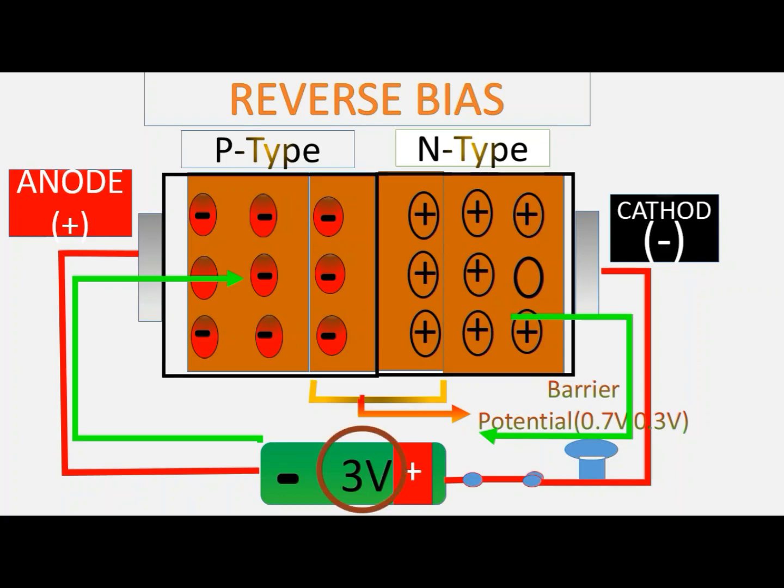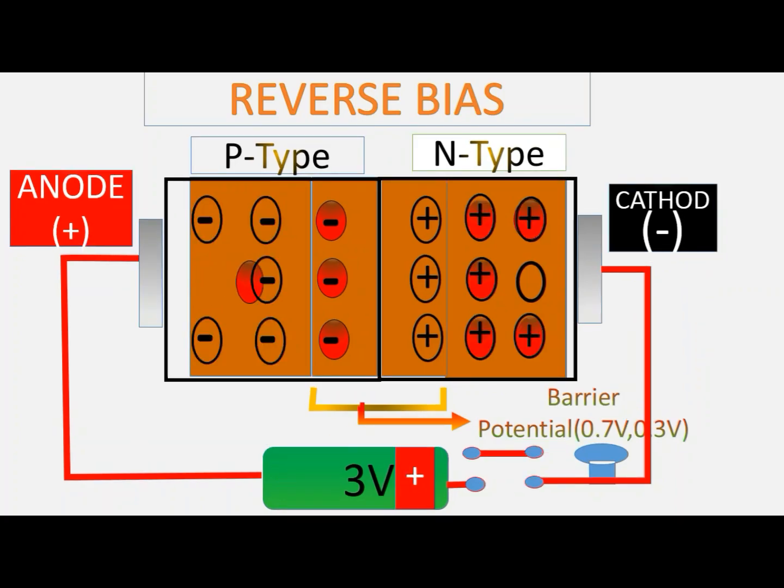A little current will flow through the junction due to the minority charge carriers, which are thermally generated electrons and holes. If the source voltage is sufficiently high, the PN junction conducts in the reverse direction or can be damaged.